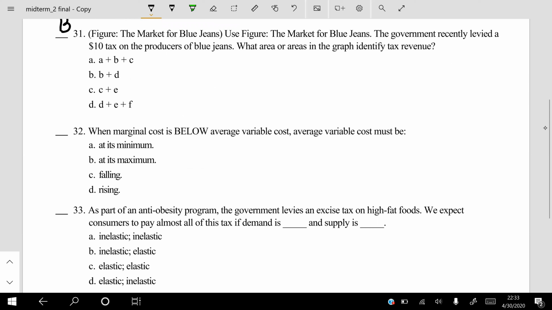When marginal cost is below average variable cost, average variable cost must be at its minimum, maximum, falling, or rising. And it's falling. Again, just more definitions.